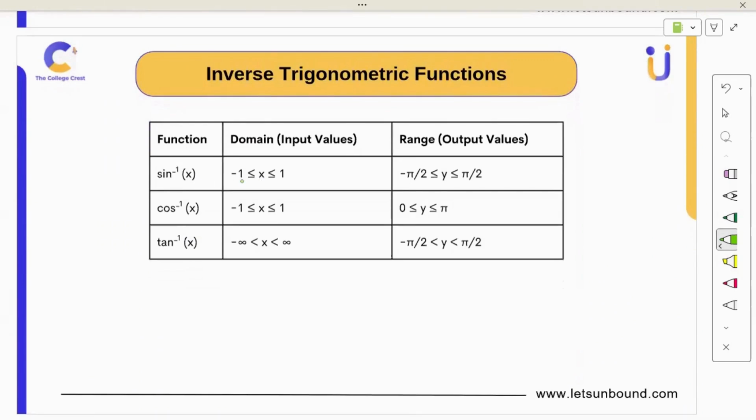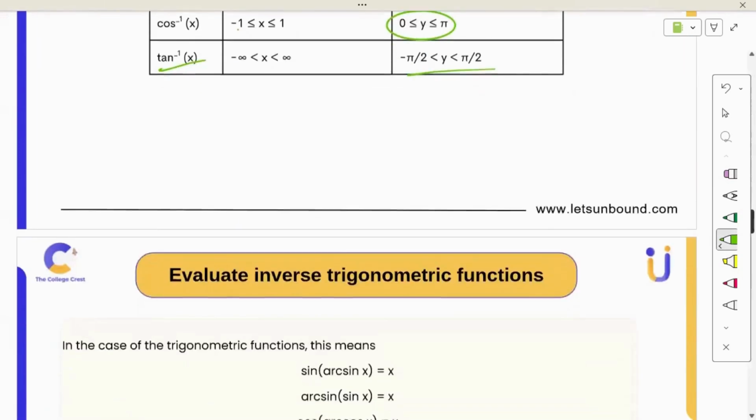So sine inverse, the domain is minus 1 to 1. The range, this is the principal value, is minus pi by 2 to pi by 2. Tan inverse also, the range is minus pi by 2 to pi by 2, but the domain is minus infinity to plus infinity, no restriction on that. And cos inverse has domain minus 1 to 1, but the range is 0 to pi. Okay, your range will be an angle in inverse trig functions.